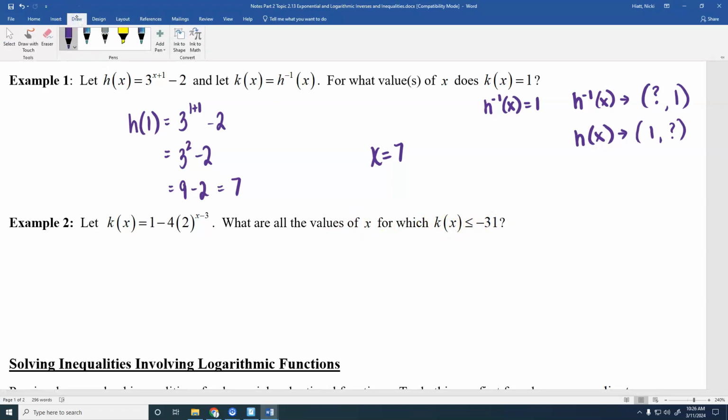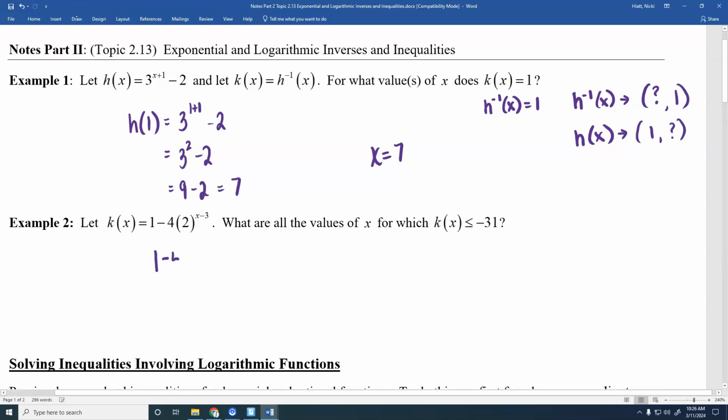So for this, we're just going to take our equation, 1 minus 4 times 2 to the x minus 3, and set it less than or equal to negative 31. We're going to solve this inequality. It is not an equation because we don't have an equal sign. But we're going to solve it like it's an equation until we get to something that would cause us to have to do something different. There are several things that could be, but the main thing is if we divide by a negative, we've got to flip the inequality sign.